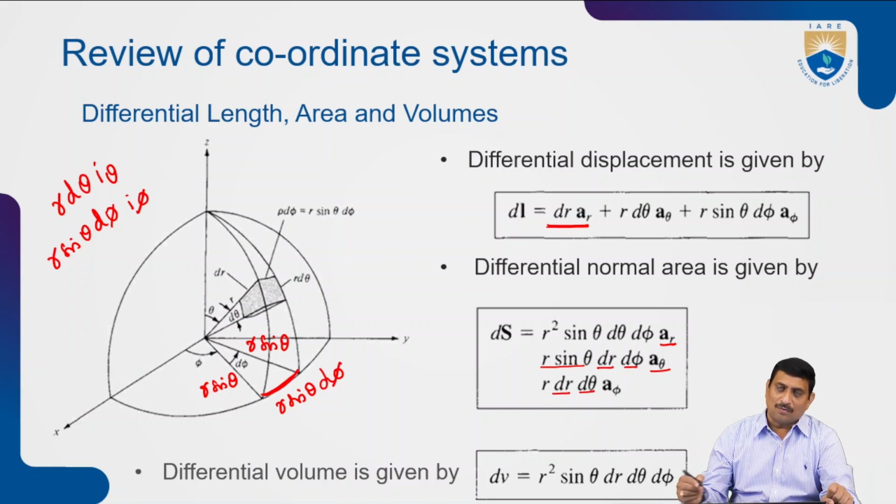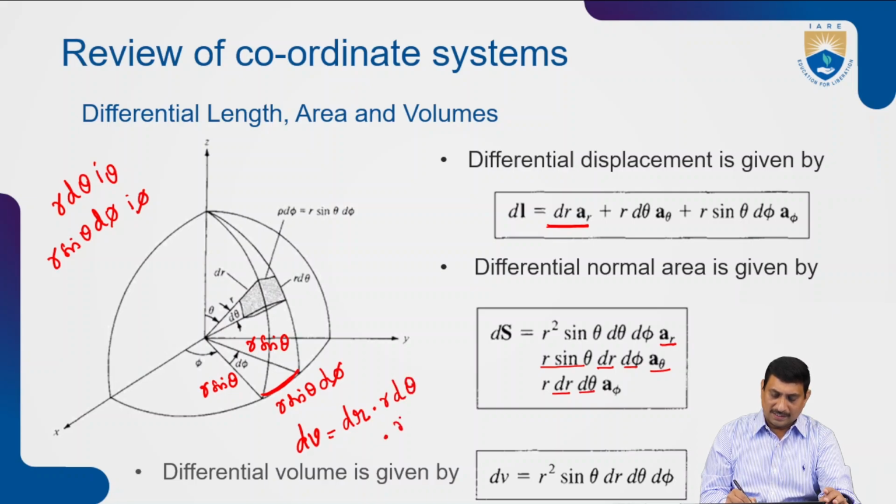Then moving on to the volume, it is increased in the r direction, theta direction and phi direction. The incremental length in the r direction is dr, in the theta direction it is r d theta, and in the phi direction it is r sin theta d phi. Therefore, the incremental volume is given by r square sin theta dr d theta d phi. So this is about the differential length, area and volume in the spherical coordinate system.